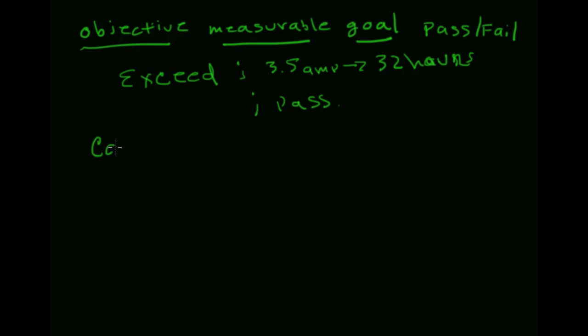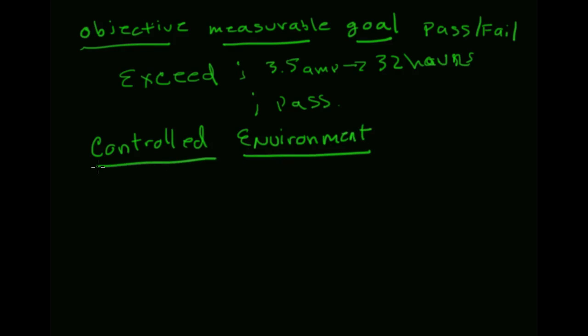You also want to have a controlled environment. Each time you test your prototype, you want to test it in as close to the same environment as you had the previous time. The only thing that should be changing is the prototype itself. That way we know that the measurements we're taking are changing as a result of the changes in the prototype and not as a result of changes in the environment.